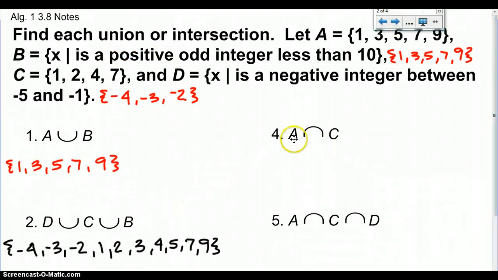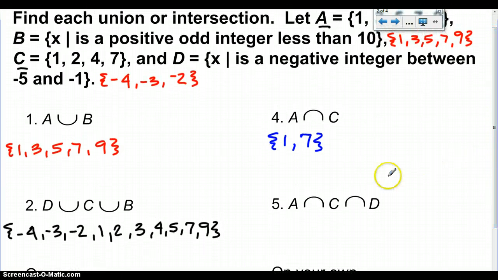Number 4 is the intersection of A and C. So it's all the numbers that are represented in A and in C. So A is right here and C. So we have 1 is represented in both. 2 is not. 3 is not. 4 is not. 5 is not. But 7 is. So we have 7, and then 9 is not in both of them. So the intersection of A and C is 1 and 7.